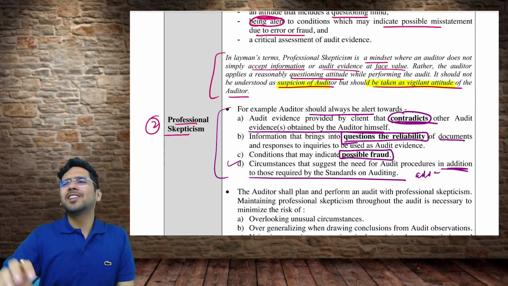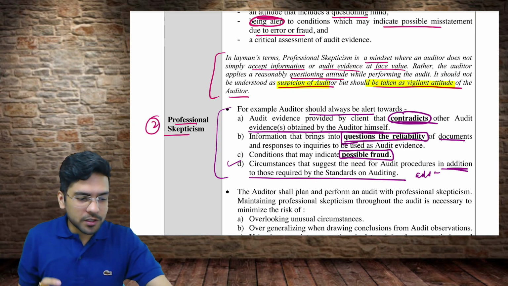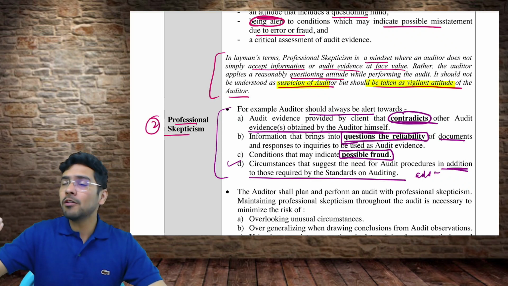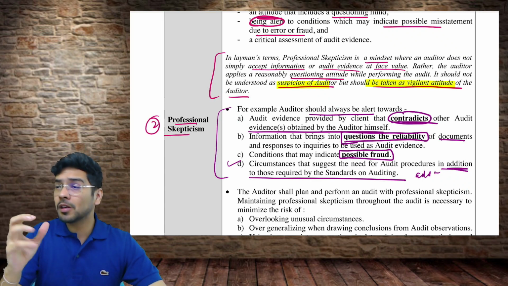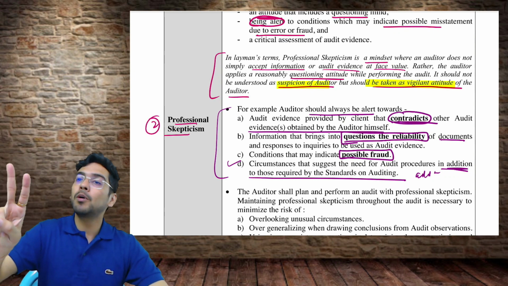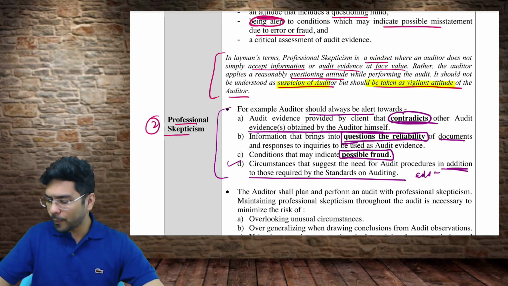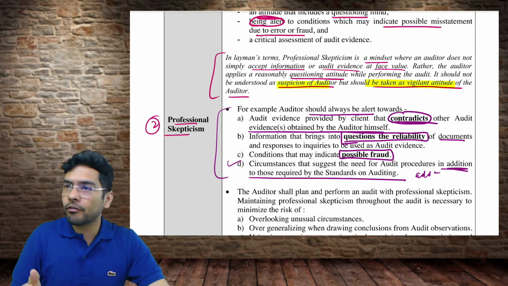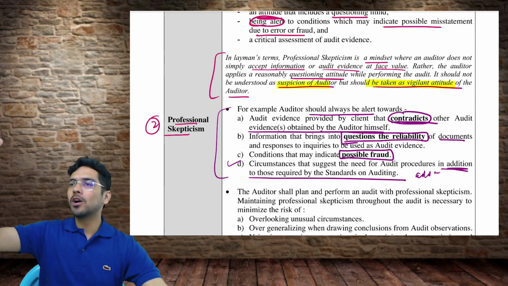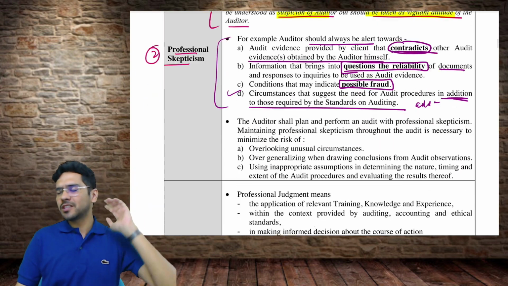This is a very basic question that may be asked, though it is an intermediate level question: professional skepticism, when should you be alert? I mean, when would you exercise professional skepticism? Give certain examples of circumstances. Number one, contradictory evidence. Number two, when you have doubt about the reliability of evidence or documents or responses of management. Third, when there is a possibility of fraud. And fourth, when you have to perform some additional procedures in addition to what is mentioned in standards on auditing. Are you all okay with this? Fine. So this is the second requirement.